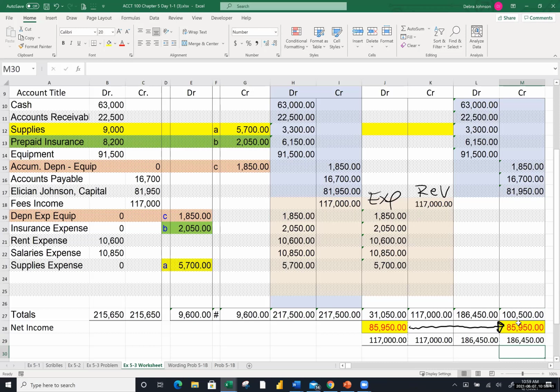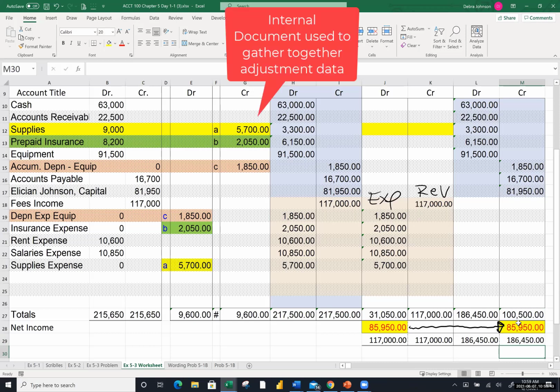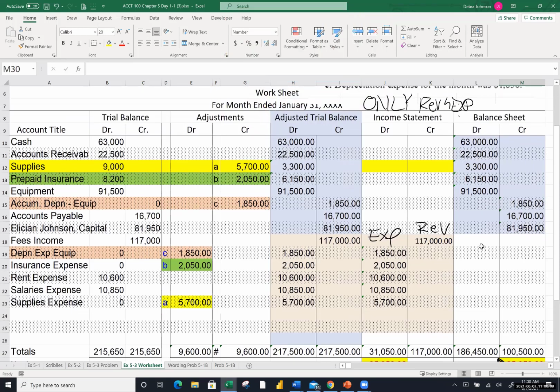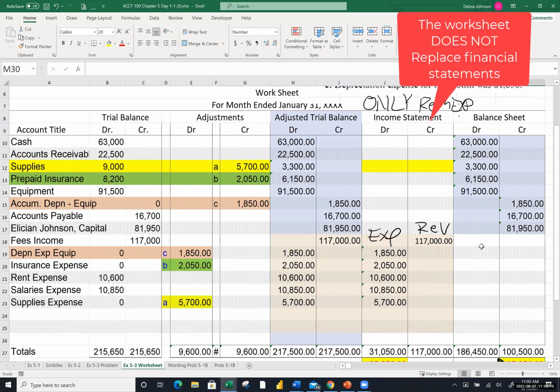That is a worksheet. It's an internal document used to pull together all of the data that a company has and to give the owner a preview of what his financial statements are going to look like even before we formally do them for him or her. So right now that owner is looking at a profit for 1 month of about 86,000. He or she's going to be pretty happy, I would think. And we're giving him a glimpse into what his balance sheet also is going to look like. This doesn't replace financial statements. This is a tool used to give an overview.